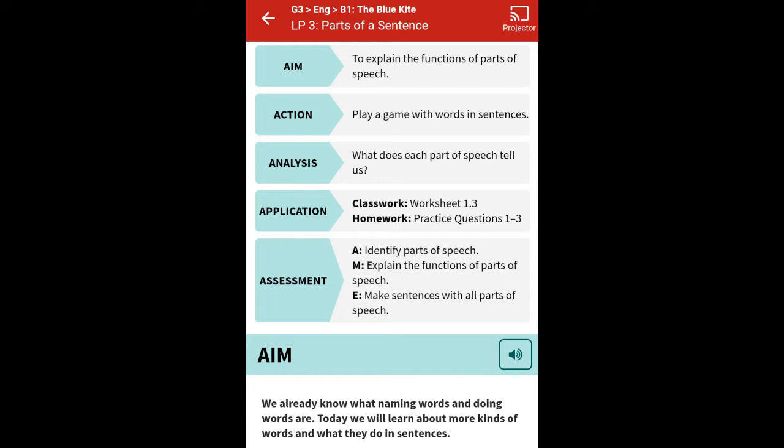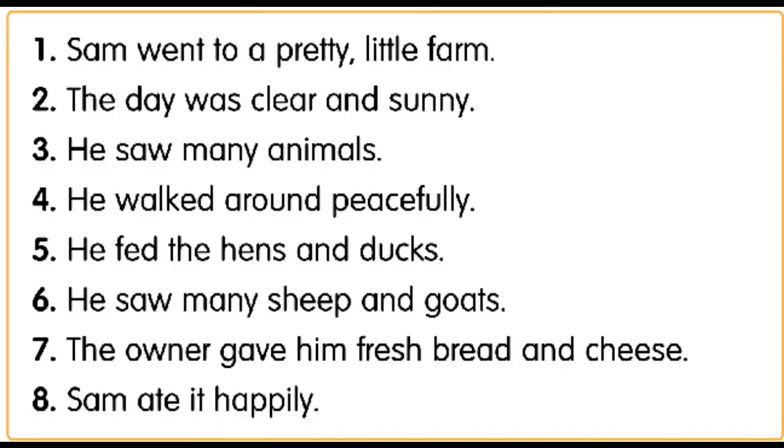We already know what naming words and doing words are. This we have learned last year, and we had a small revision also in our last session. Today we will learn about more kinds of words and what they do in a sentence. Okay, keywords we are going to use are parts of speech, meaning different kinds of words in a sentence.